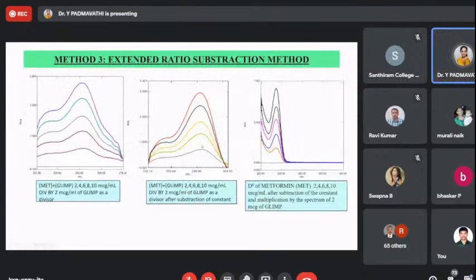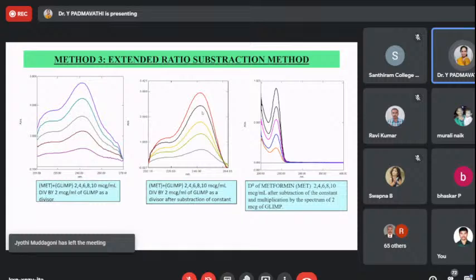Yeah, so after removing this, after subtraction, you can see this is supposed to be the first. So this is one. I just removed the constant, the ratio of the constant ratio is subtracted from this extended overlay spectra.